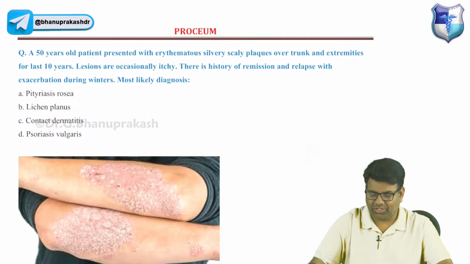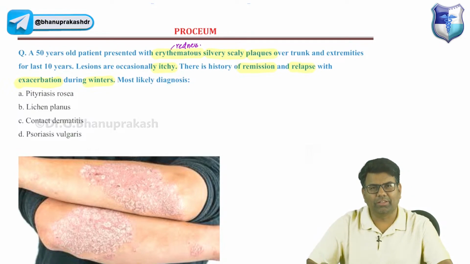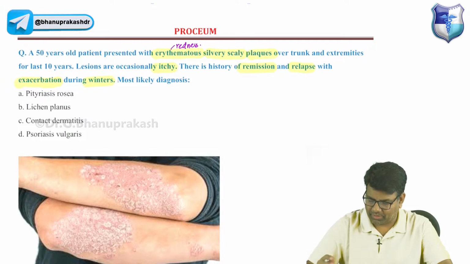So we can start this session, and the very first question is about an elderly patient presenting with erythematous silvery scaly plaques over the trunk and extremities for the last 10 years. These are occasionally itchy and they show remission and relapse with exacerbations during winters. So, most likely diagnosis? Yes, all of you are correct. I would like to add a few words. The word erythematous means redness, right? And silvery scales are a classical picture for psoriasis.